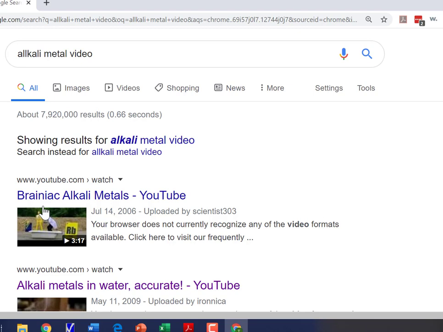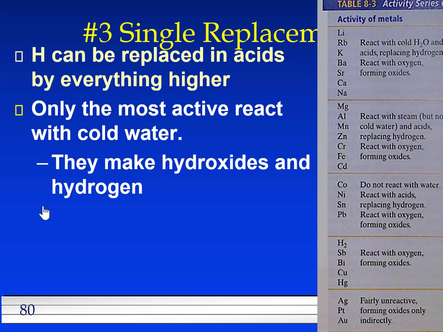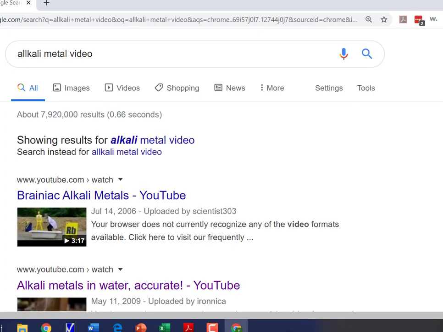All right, so they make hydroxides and hydrogen. So the flames you saw were the hydrogen burning.